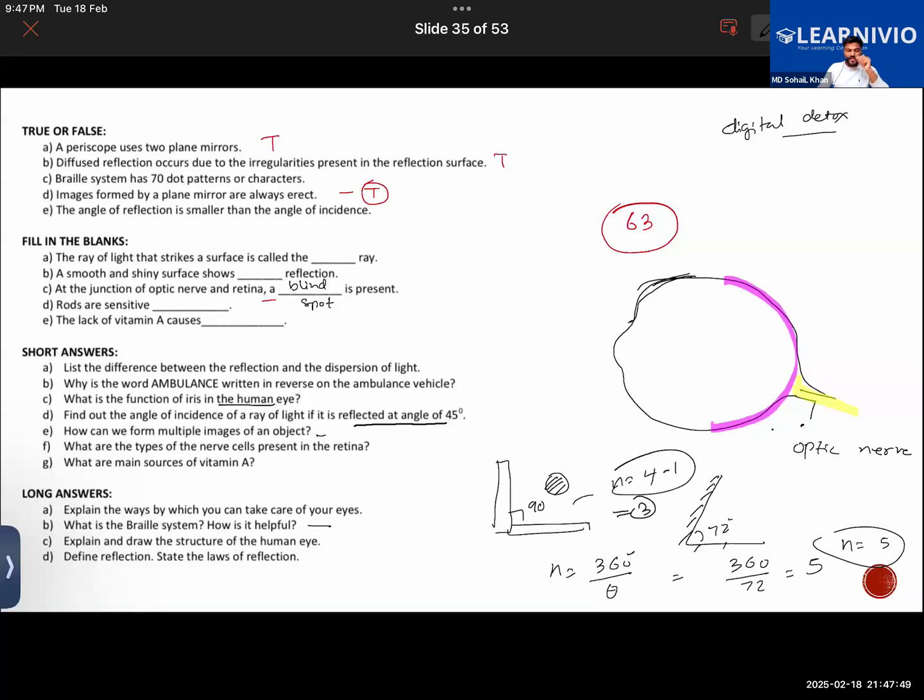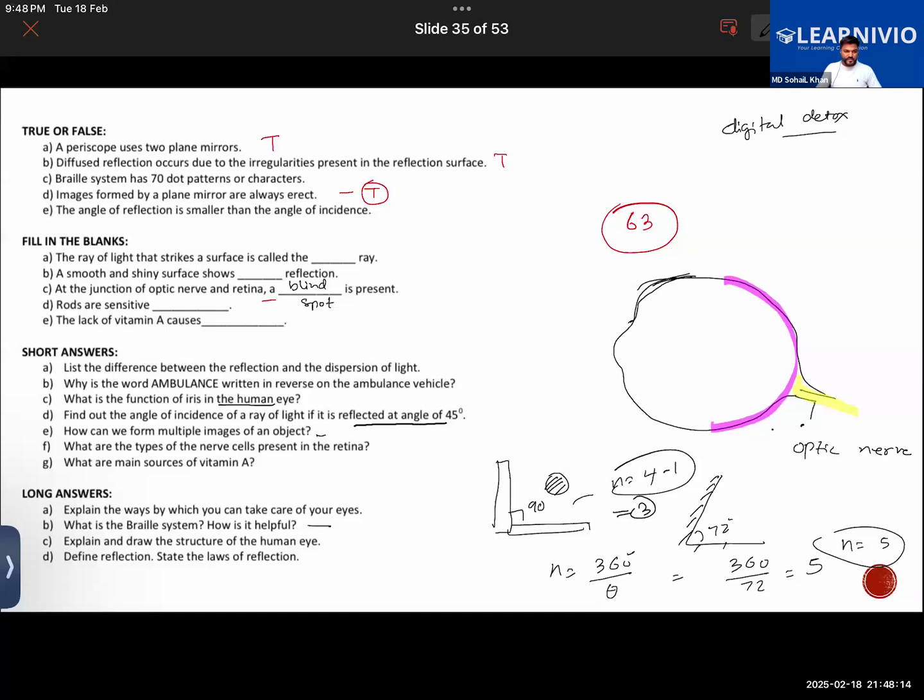Yes, what is braille system? It is small dots which are written in different patterns, which represent the letters for the people who are visually impaired. Not only the letters, but even the numbers, musical tones also.